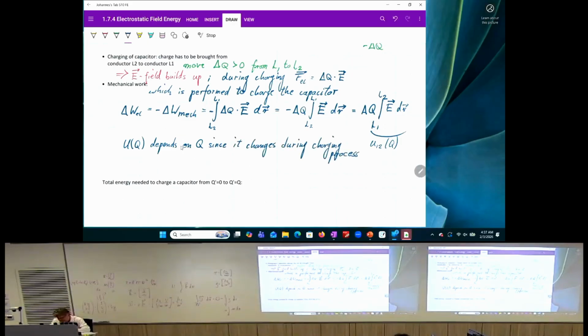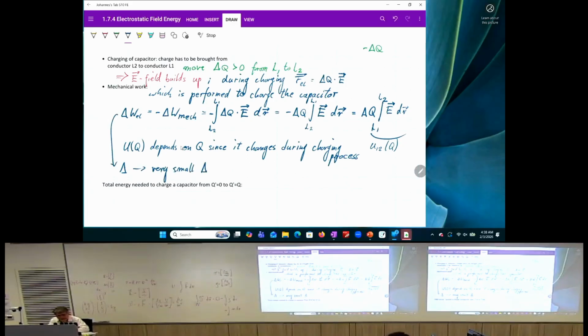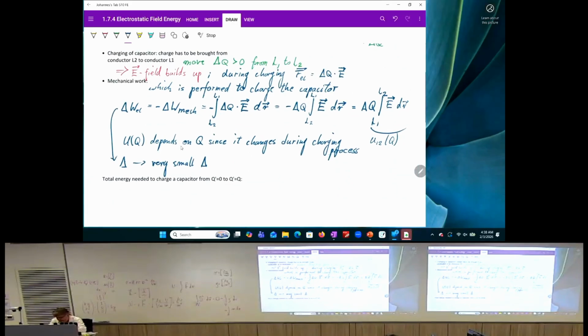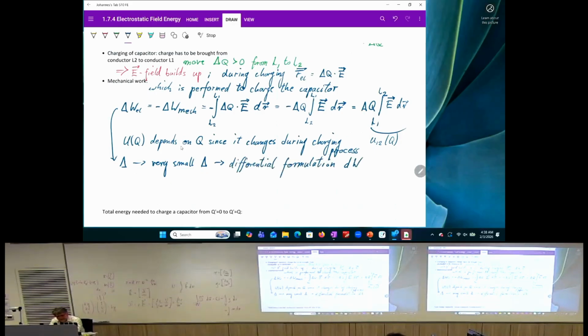So this delta means we are dealing with a very small amount. So this is a very small delta, yeah. And we slowly then transition to the differential formulation. From this delta, we go to the differential delta, or to the differential element of energy, and also to a differential formulation for the Q.